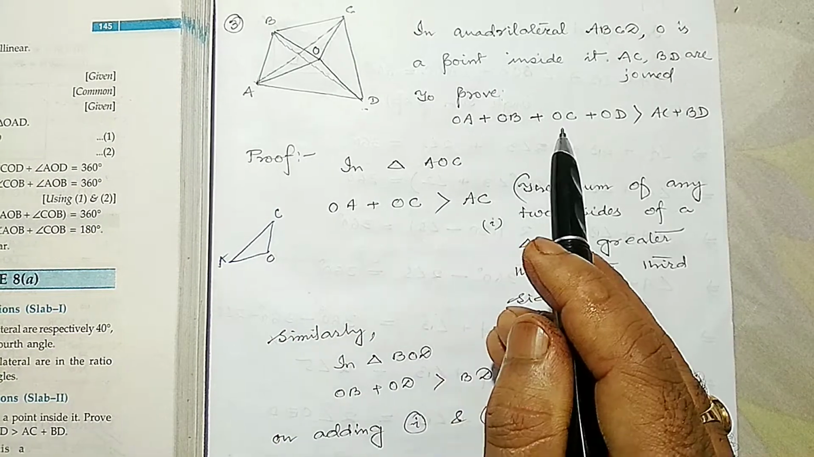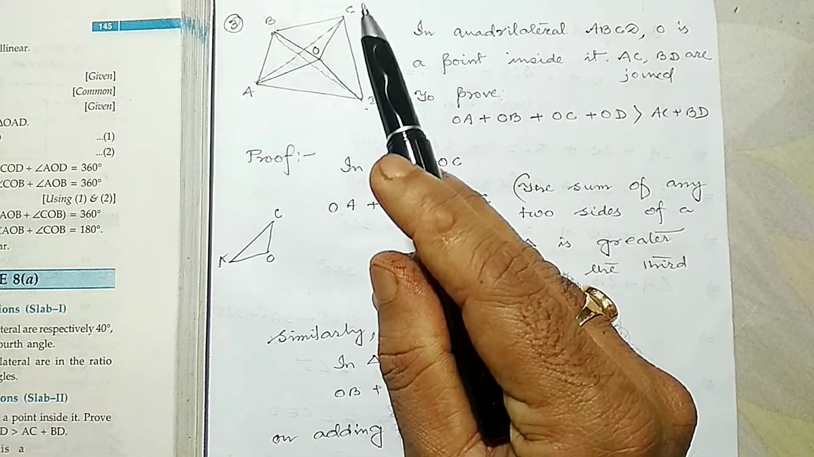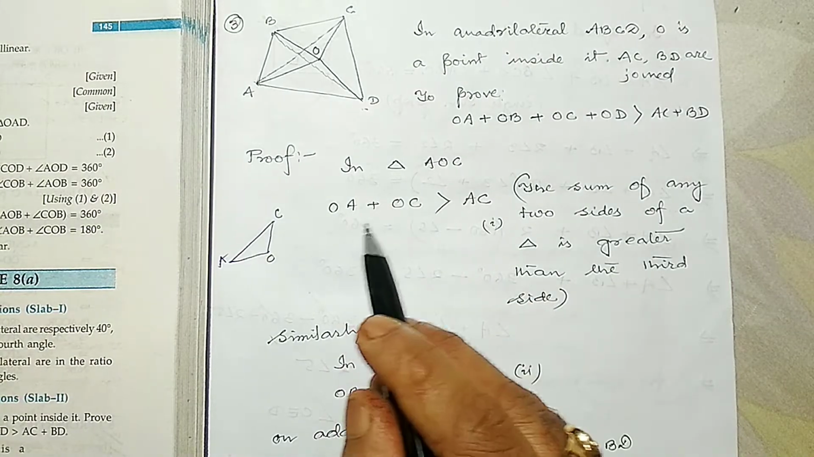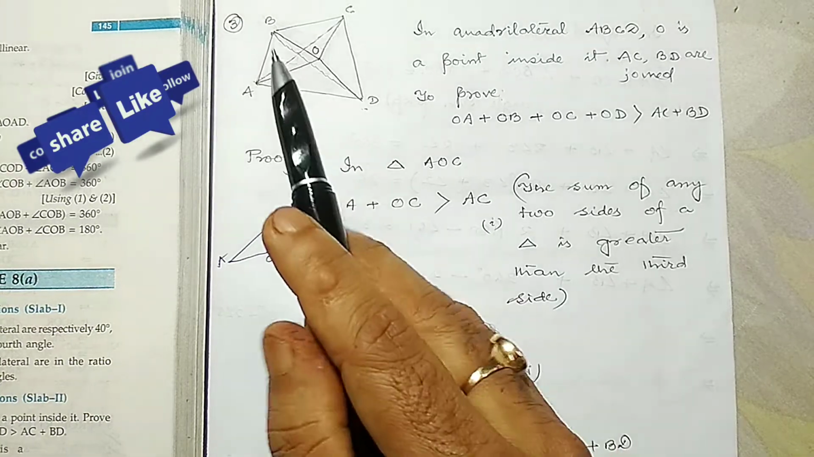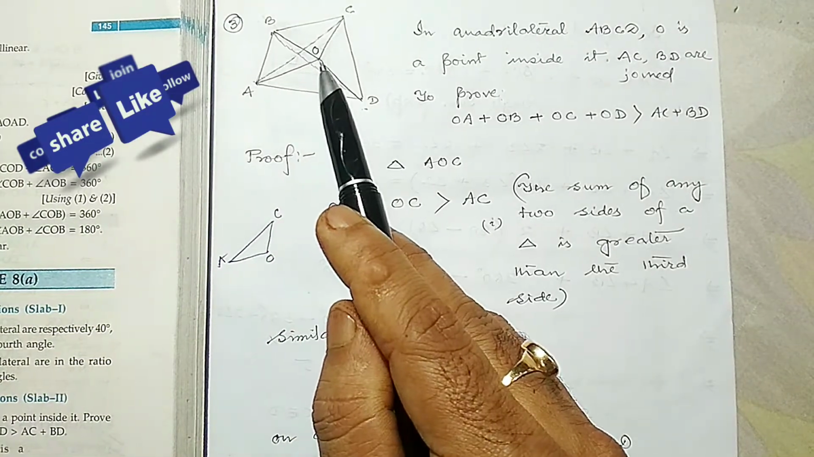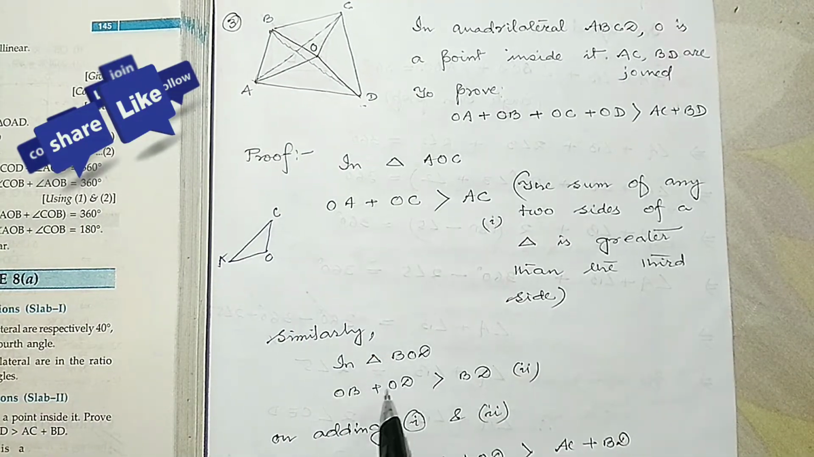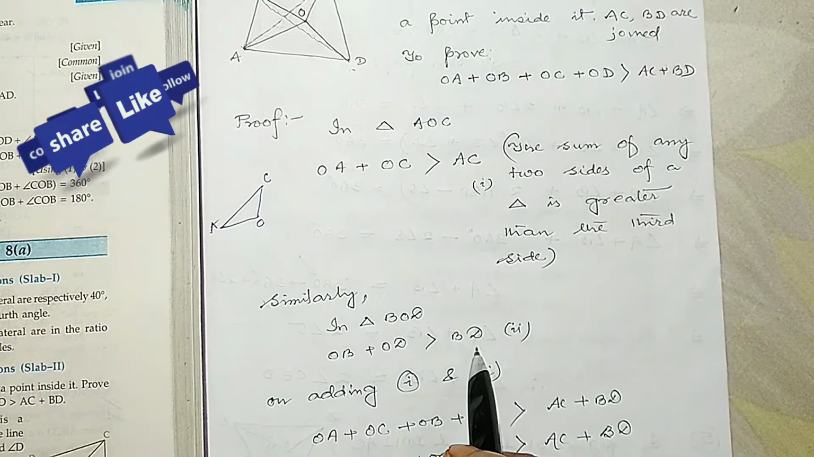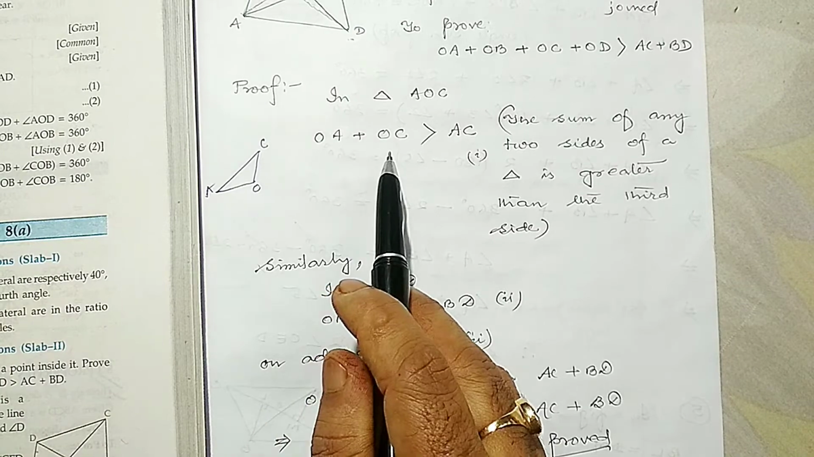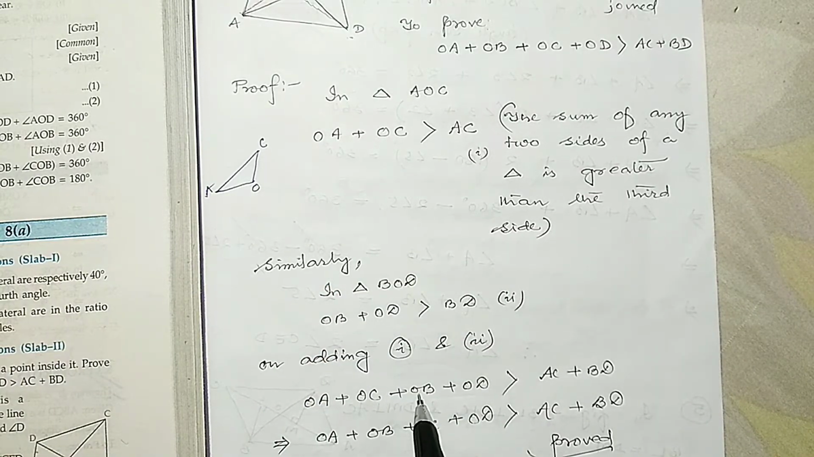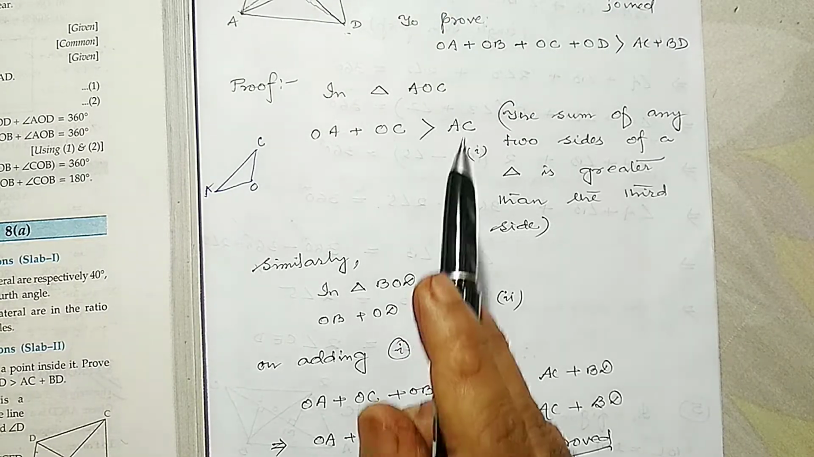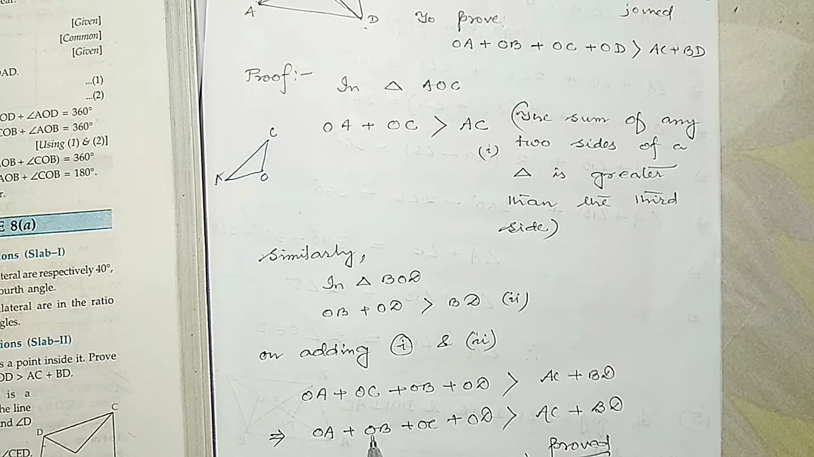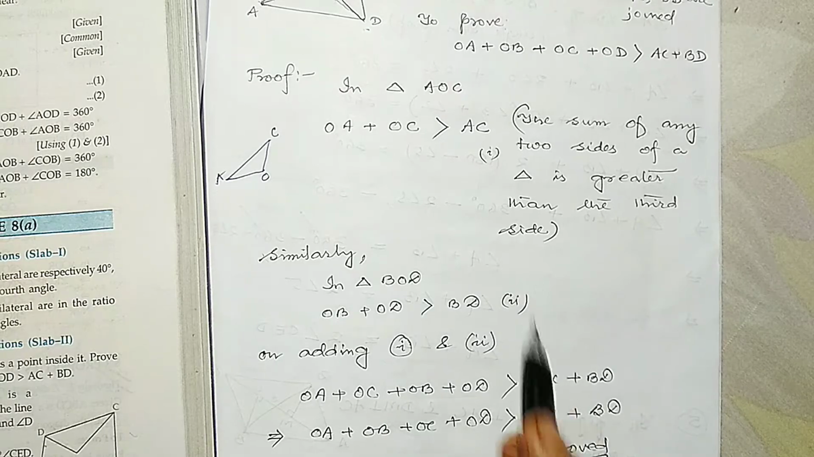So here, since OA, OC are given, in triangle AOC, I can write AO plus OC is greater than AC. Clear? So we have written in triangle AOC, OA plus OC is greater than AC. Similarly, in triangle BOD, we can write BO plus OD greater than BD. Suppose this is our first part and this is our second part. If I add the first part and second part, what am I going to get? OA plus OC plus OB plus OD greater than AC plus BD. So simply we are adding this one with this part. And now if we arrange in proper order, I am going to get OA plus OB plus OC plus OD is greater than AC plus BD, and this is what we have to prove.